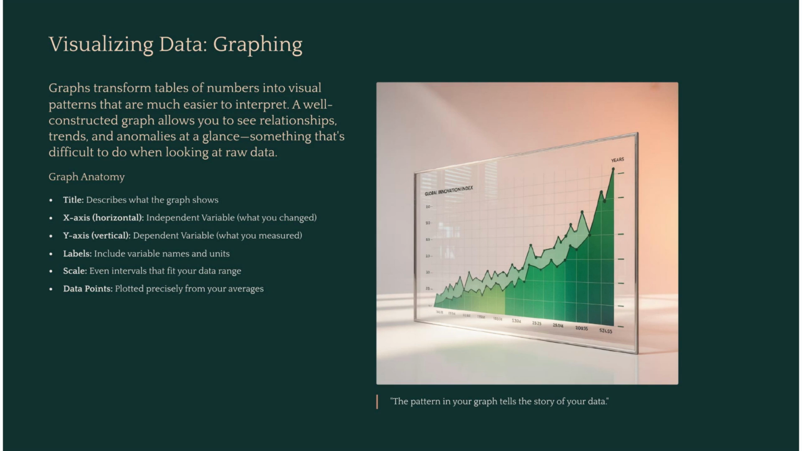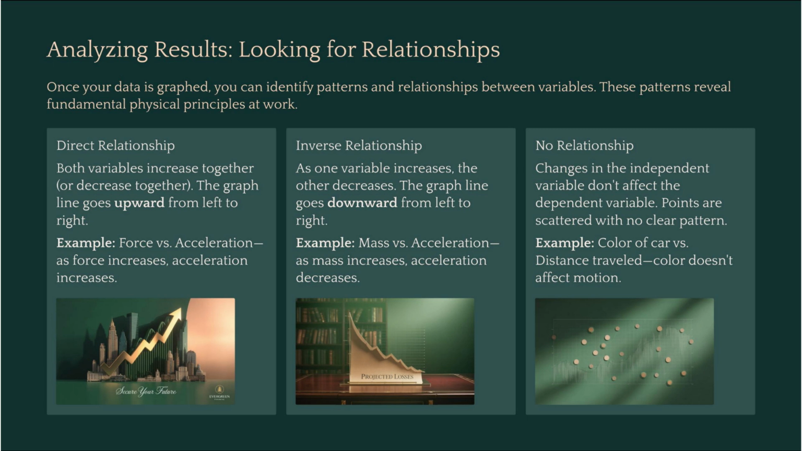Once the data is collected and averaged, it's time to visualize it with a graph. Graphs reveal patterns immediately. Remember the rule for axes. The independent variable goes on the horizontal x-axis. That's the factor you controlled. The dependent variable goes on the vertical y-axis. That's the factor you measured. Now we analyze the results by looking at the graph's trend.